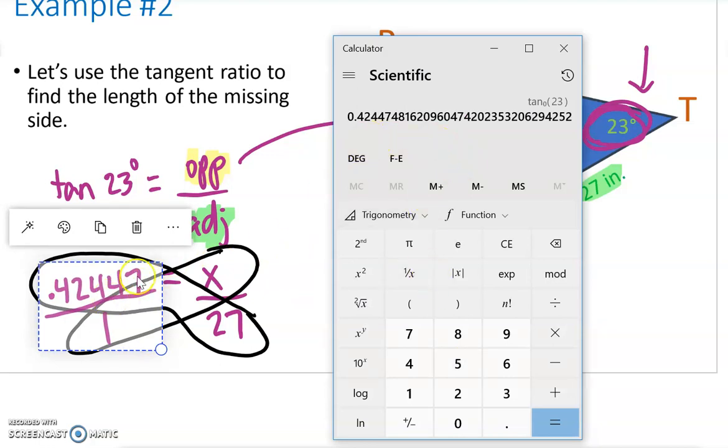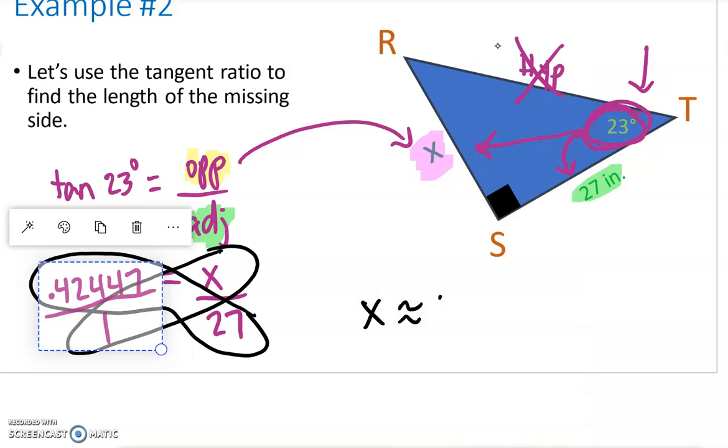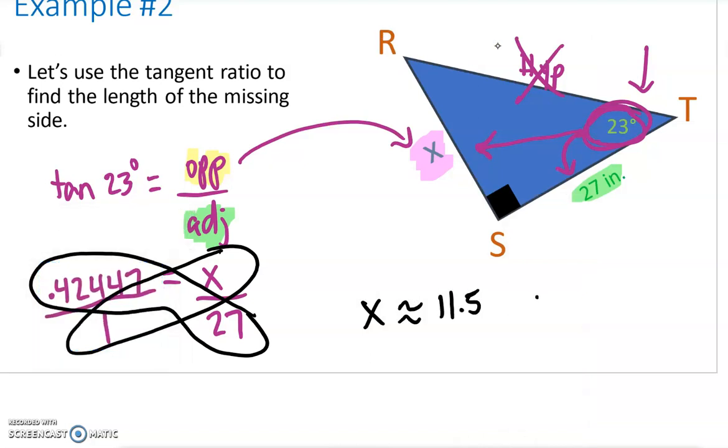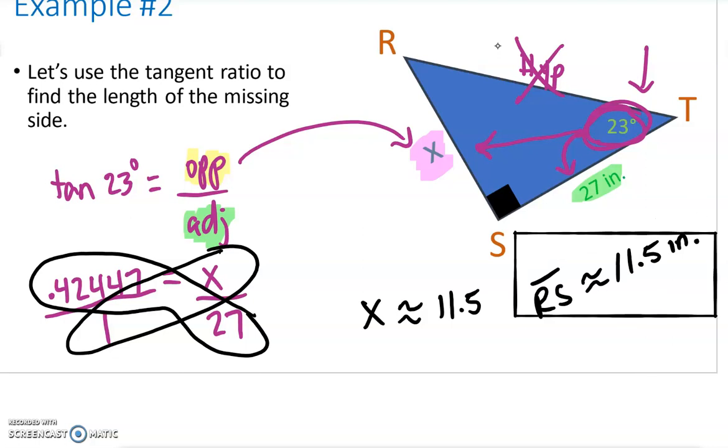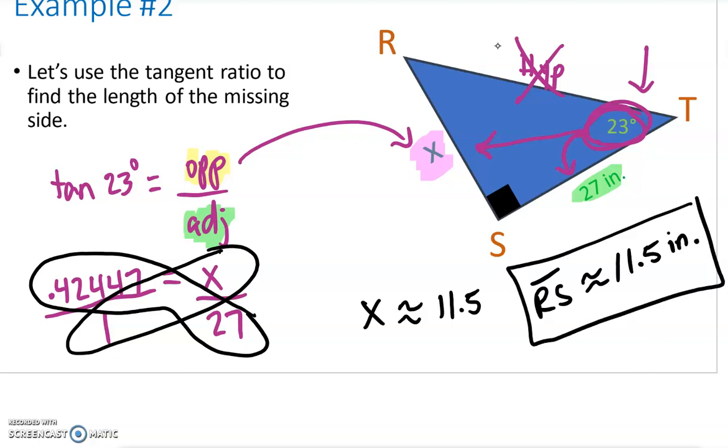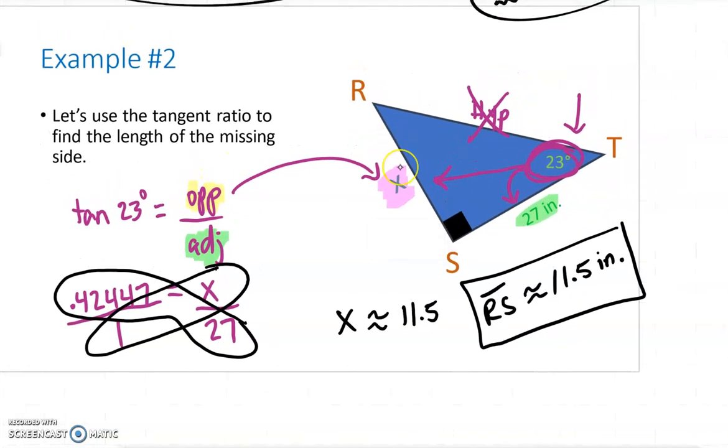You can clear this and only put the 5 digits in. It's still going to be okay, but this is the more accurate number. So I'm going to write times 27, and that gives me 11.46. So we're going to say 11.5. So we're going to say x is 11.5. So we're going to say RS, that's the side length, is approximately 11.5 inches in length. And that, ladies and gentlemen, is how you use the tangent ratio to solve for missing sides in a right triangle.